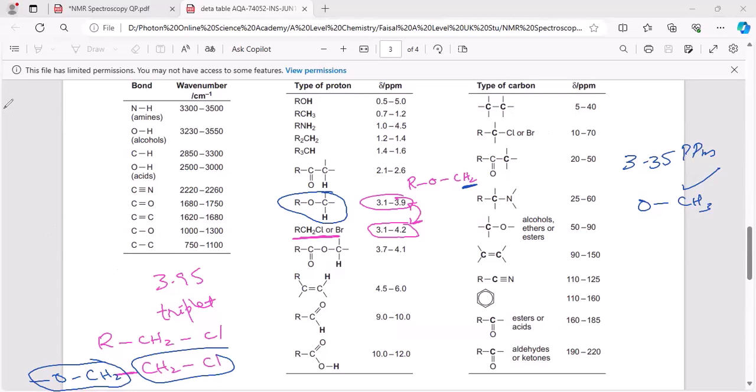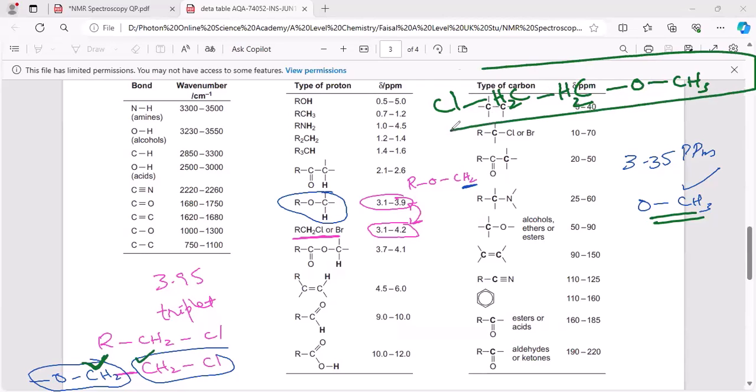So the first fragment is OCH3. So I attach OCH3 here. Now I need to attach this CH2 here. This CH2 is with O. So here I put this CH2, then this CH2, and then this Cl. So this would be the possible structure. CH3O, CH2, CH2, and Cl. So this is the possible structure for this question.